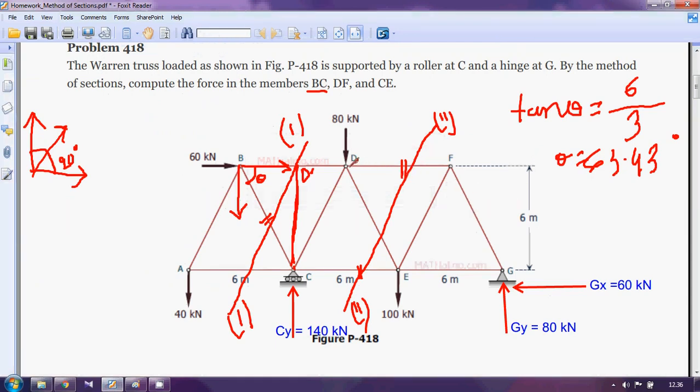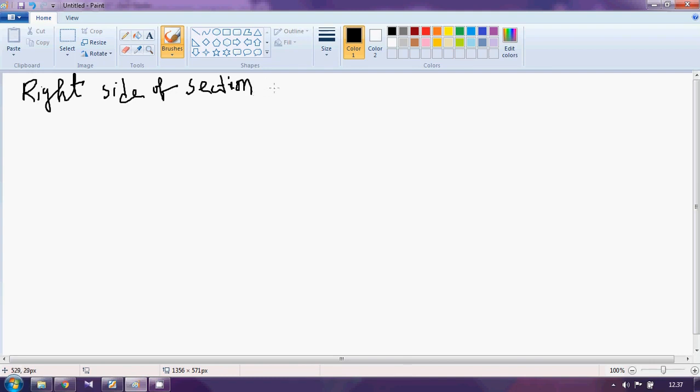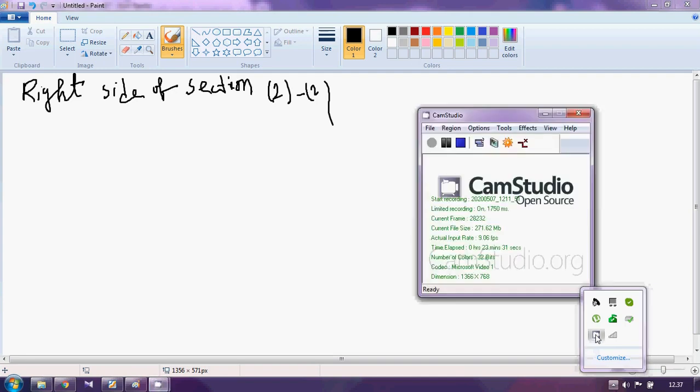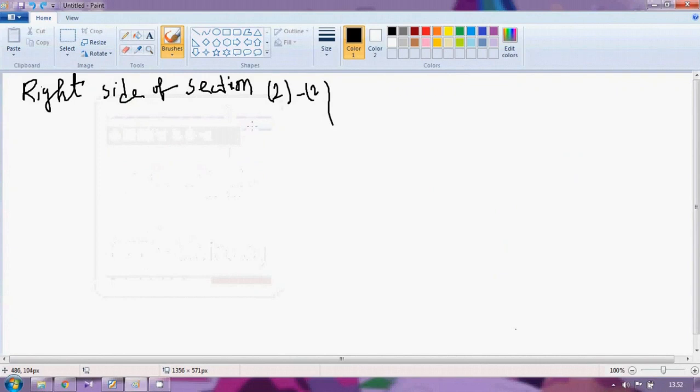Now let's move on to calculate the other forces. We have to calculate member force DF and CF. So what I will do, I will take the right section, the right side of section 2.2. So we will take the right side of section 2.2.